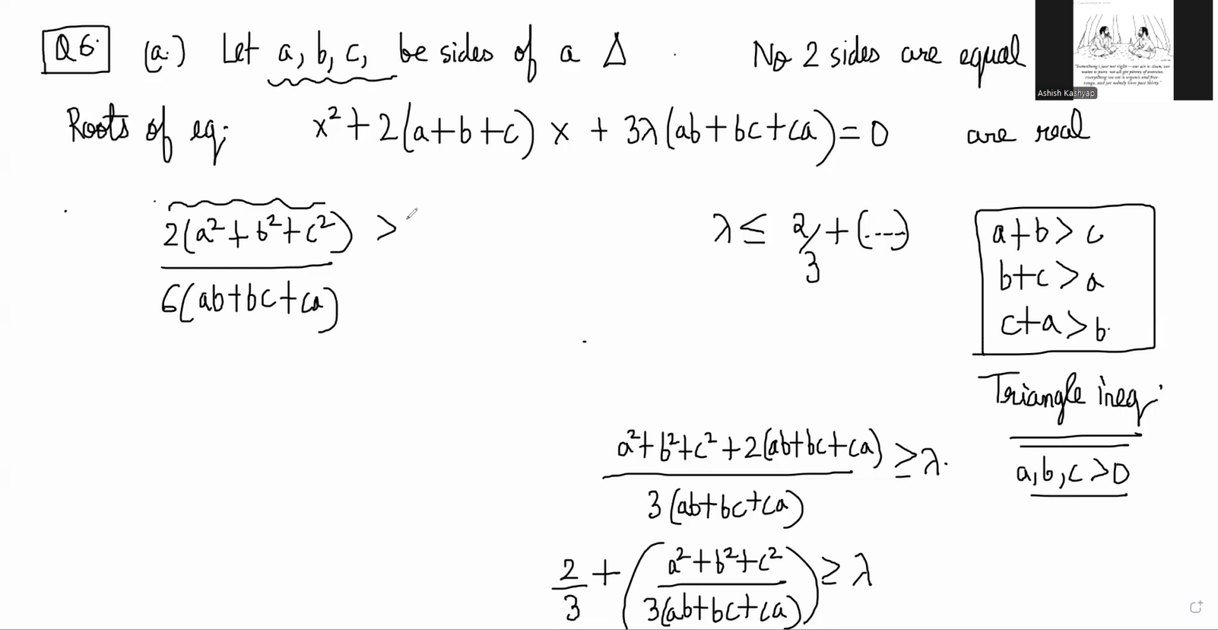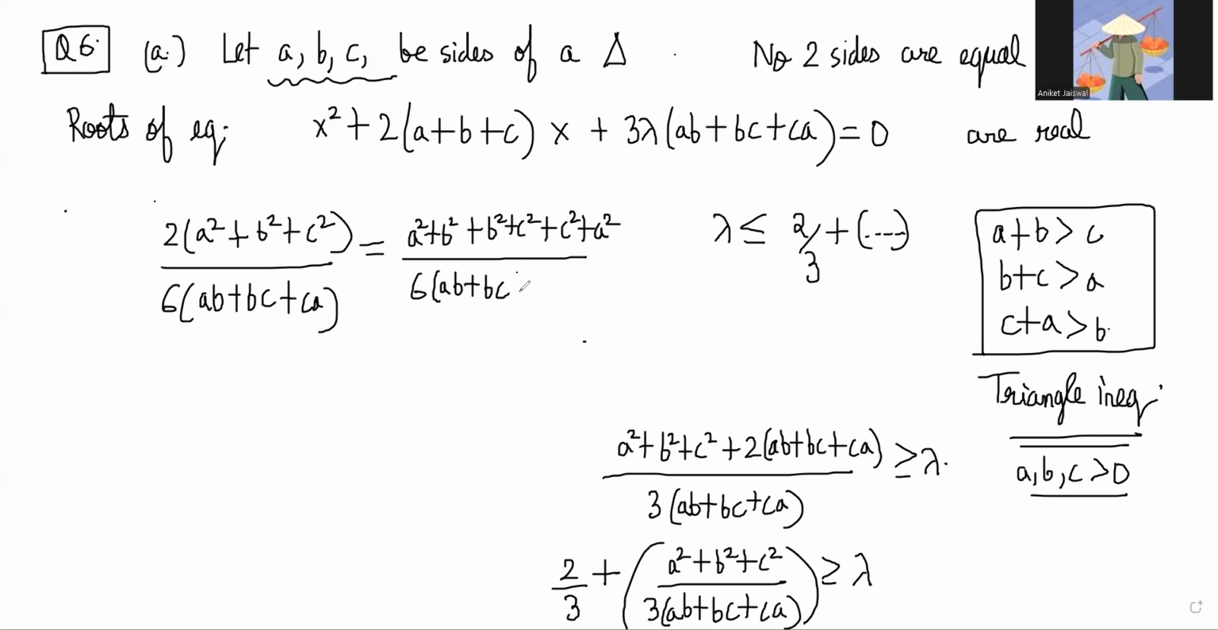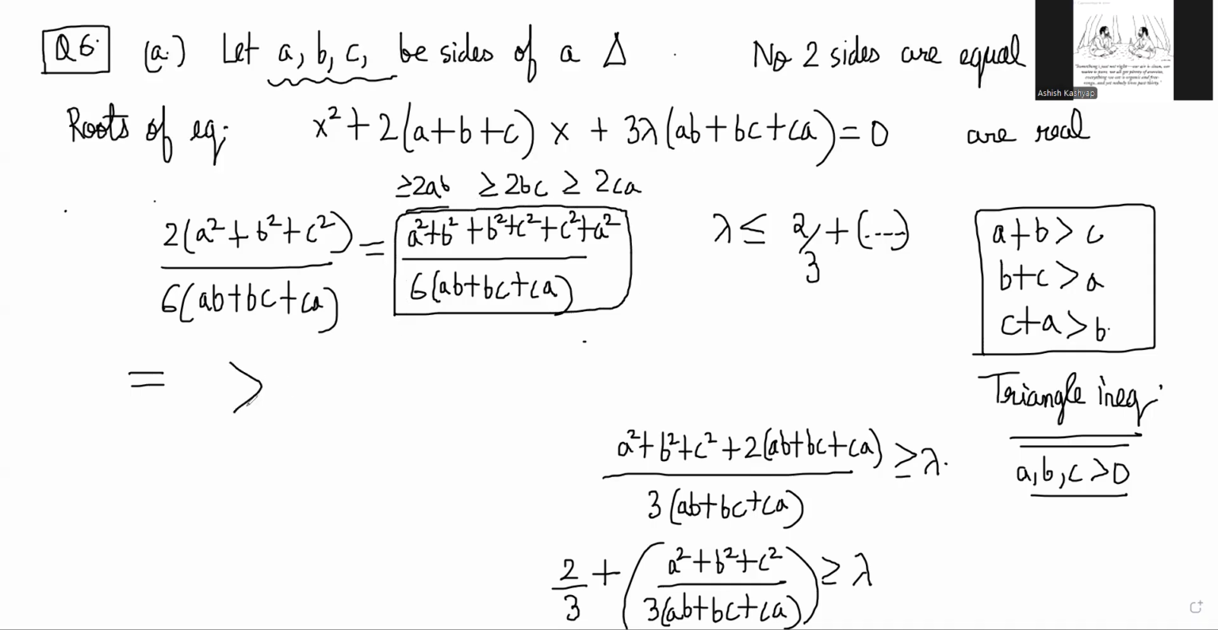इसको कैसे लिख सकते हैं? This is equal to a square plus b square plus b square plus c square plus c square plus a square, right? Over 6ab plus bc plus ca. And this part is greater than or equal to 2ab. This part is greater than or equal to 2bc. This part is greater than or equal to 2ca by AM-GM. And because a and b are not equal, we know that it is strictly greater, not even equal. So we know that this quantity will be greater than 2ab plus 2bc plus 2ca divided by 6(ab plus bc plus ca), right?